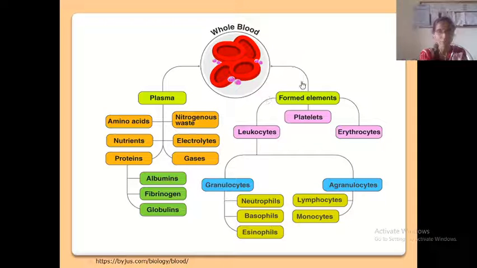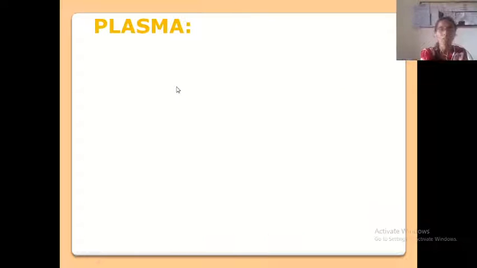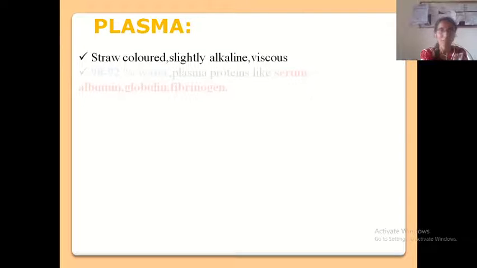Apart from these formed elements, blood also consists of plasma. This plasma consists of a number of amino acids, nutrients, the proteins required for the clotting of blood, nitrogenous waste, electrolytes, and gases such as oxygen and CO2. Now we will discuss each and every component of the blood.